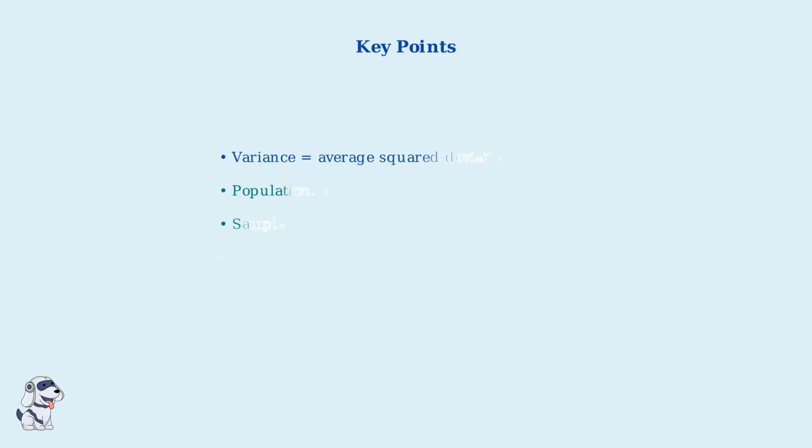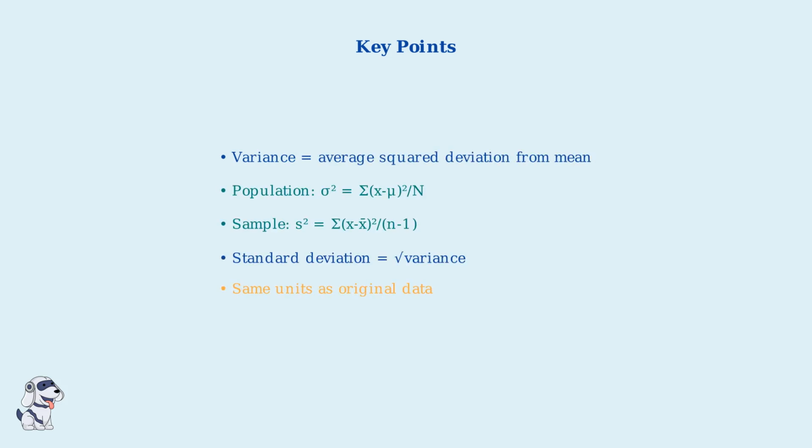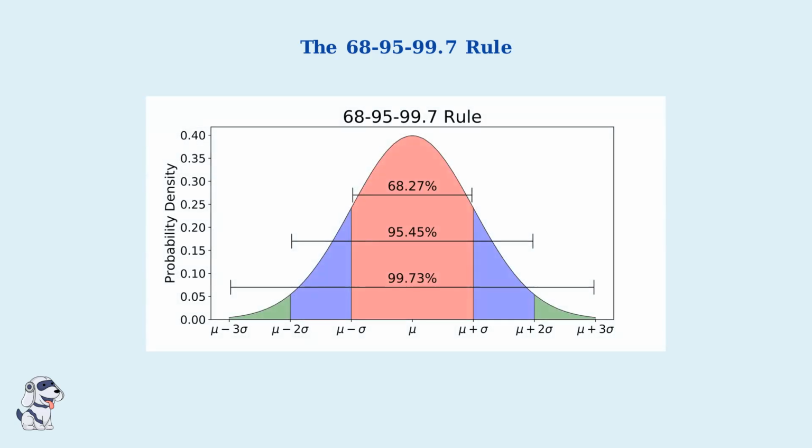Understanding variance and standard deviation is crucial for public health research. These measures help us quantify the variability in health outcomes, assess the consistency of interventions, and identify populations with high health disparities. Understanding how to interpret standard deviation is crucial for public health analysis.